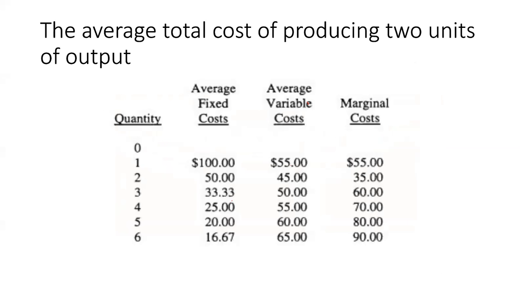All right. Quick one. Is it a multiple choice? The average total cost of producing 2 units of output. No, it's not a multiple choice. We just have to figure it out. I'll give you like a minute. Average total cost of producing 2 units of output.